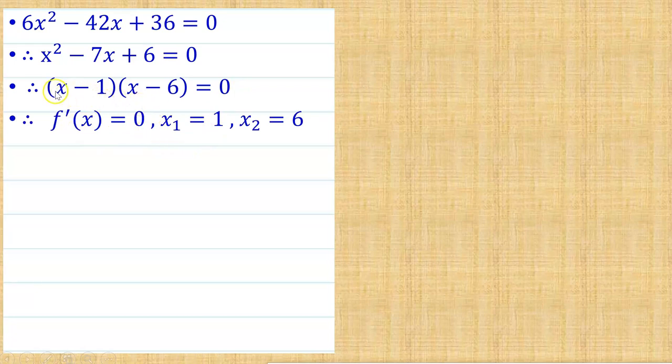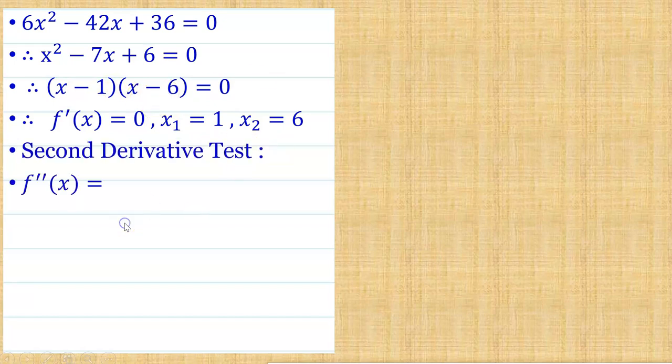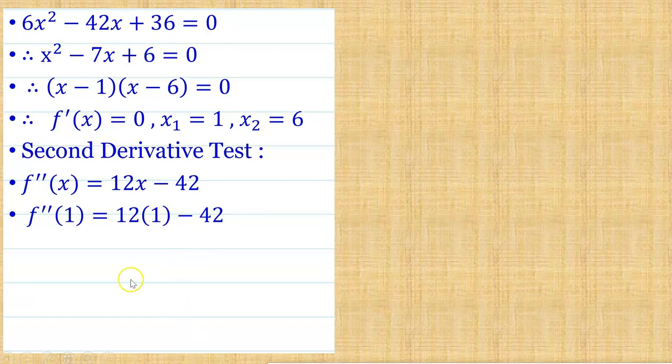And simplifying this, x minus 1 equals 0 means you will get x1 equals 1. x minus 6 equals 0 means x2 equals 6. Now the second derivative test, f double dash. Here you will get the second derivative 12x minus 42, that's our derivative part, 12x minus 42, and for the value x equals 1, here you will get 12 into 1 minus 42, which is minus 30, which is negative.